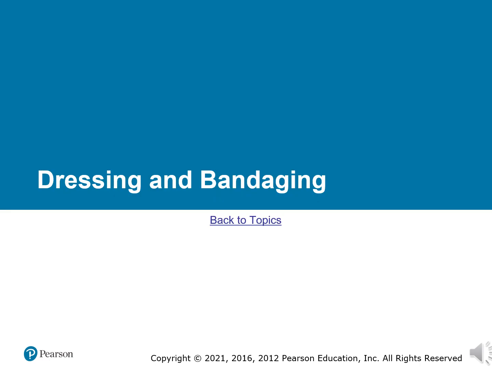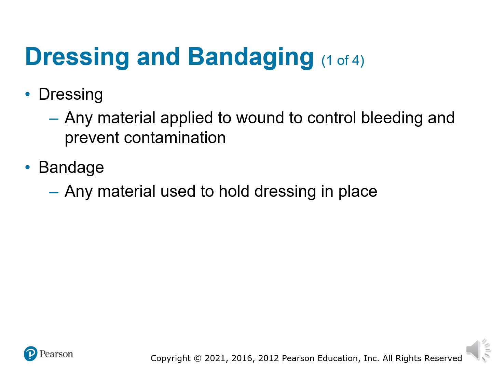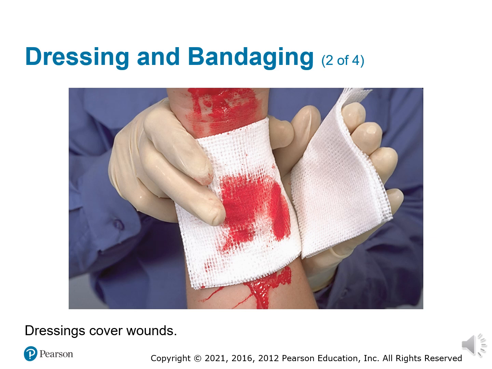In this next section, we're going to talk about dressings and bandaging. First, we'll start out with dressing. It is any material applied to the wound to control bleeding and prevent contamination. Next is bandage. It's any material used to hold the dressing in place. So remember, a dressing is any material that is applied to the wound in an effort to control the bleeding and prevent further contamination, whereas a bandage is any material that is used to hold the dressing in place. Here it shows dressing cover wounds.